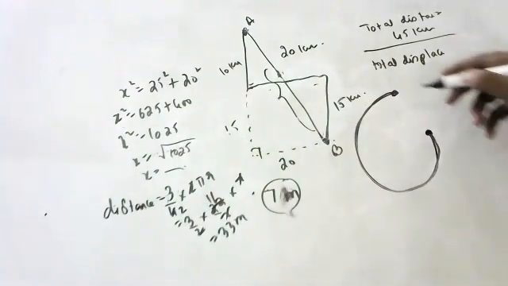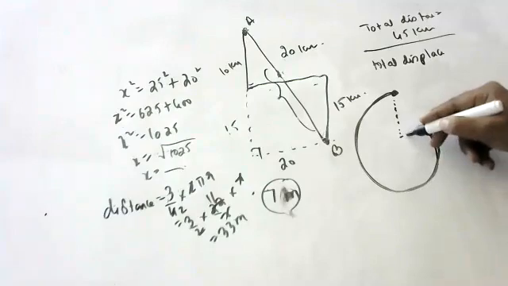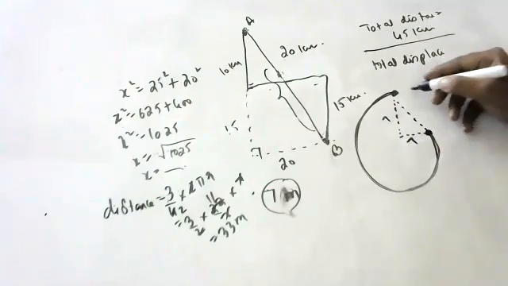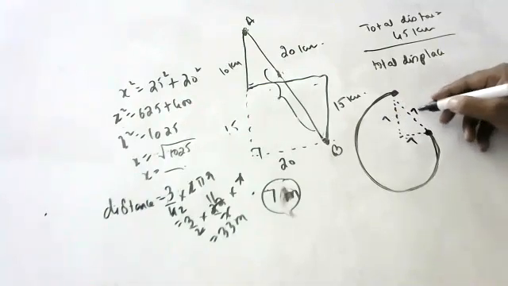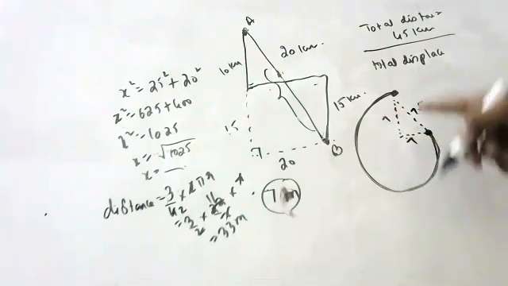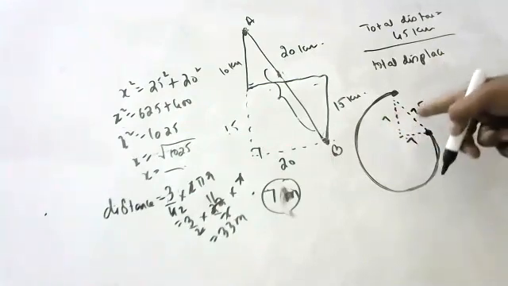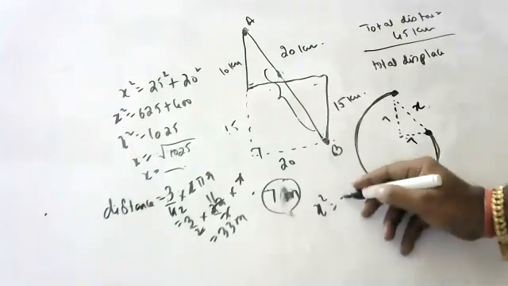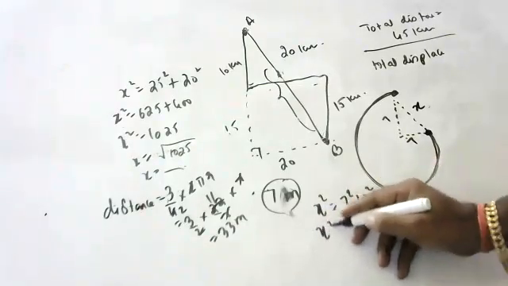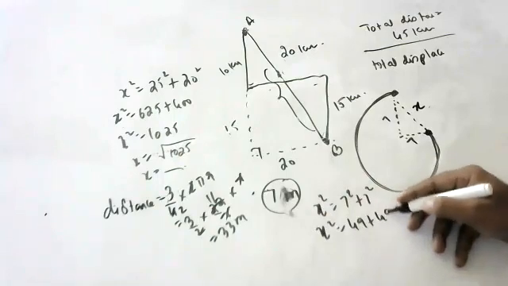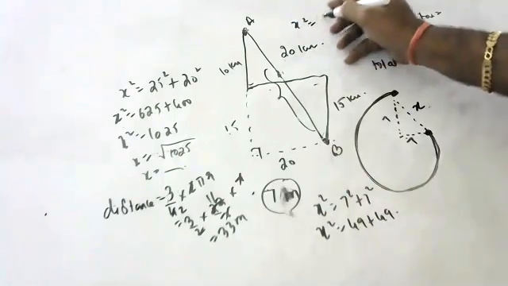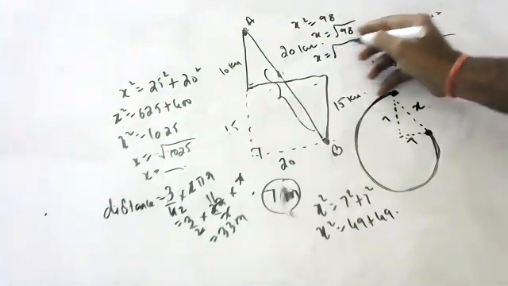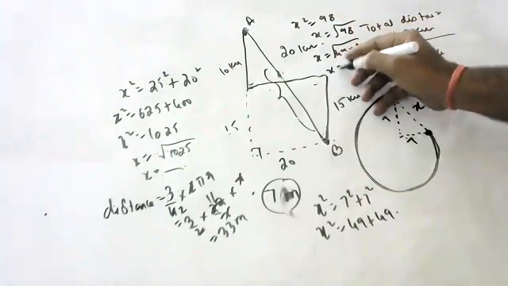Pythagoras theorem, sir. 7 square plus 7 square is equal to x square. This is 7, this is 7, so this will be 7 root 2. If this is 10, this is 10, this is 10 root 2. If this is 8, this is 8, this is 8 root 2. How did you get it by Pythagoras theorem? If you want, I will show you. X square is equal to 7 square plus 7 square. X square is equal to 49 plus 49. So X square is equal to 98. X is equal to root of 98, which is root of 49 into 2. X is equal to 7 root 2.